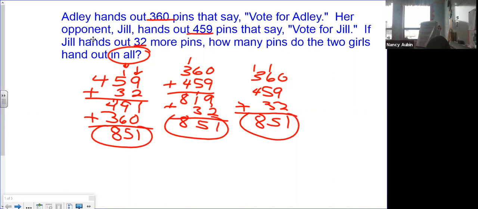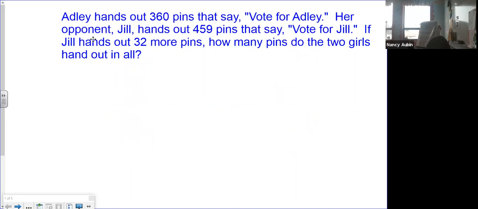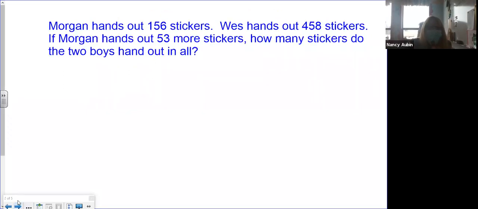Isn't that the best part of math? That you can be who you are, figure things out the way your brain wants to, the way your brain thinks, and still get the same answer. All right, if you think you got that one, then this one should be simple.